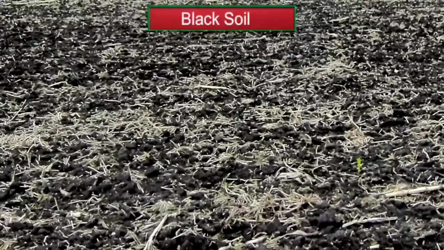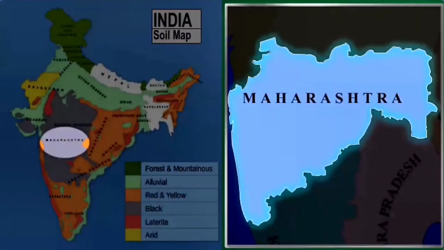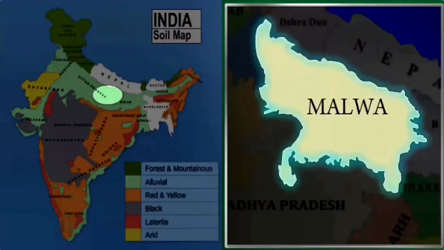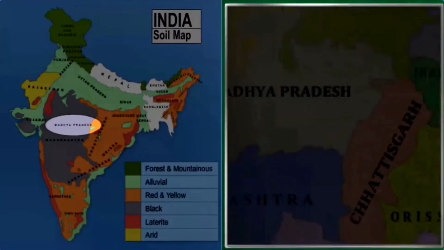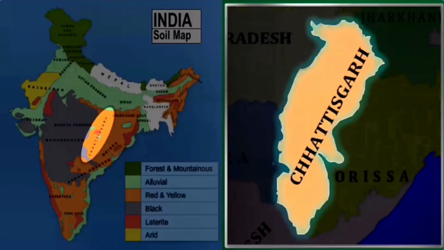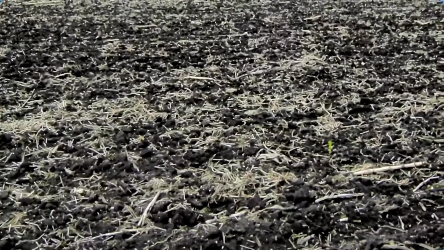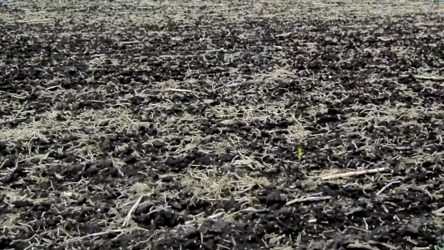Black soil, also called regur, is found in the Deccan Plateau, spread over Maharashtra, Saurashtra, Malwa, Madhya Pradesh, and Chhattisgarh. Black soil is formed by the climatic conditions and breaking down of volcanic rocks found in this region.